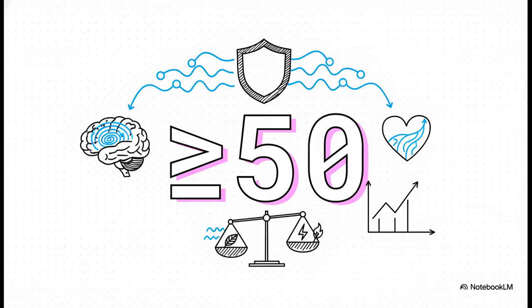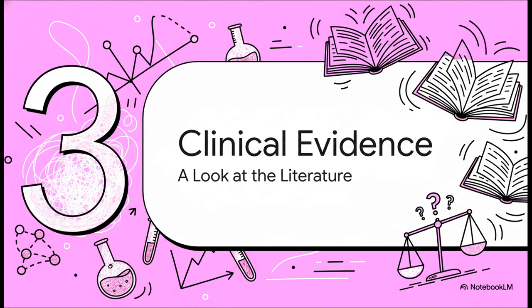If your patient's ANI score is 50 or higher, it suggests that the parasympathetic system is in the driver's seat and that nociception is well controlled. A drop below 50, well, that's your alarm bell. That's your signal to act, telling you the balance is tipping the wrong way. Okay, let's switch gears and get into the evidence. How does this actually hold up when we put it under the microscope?